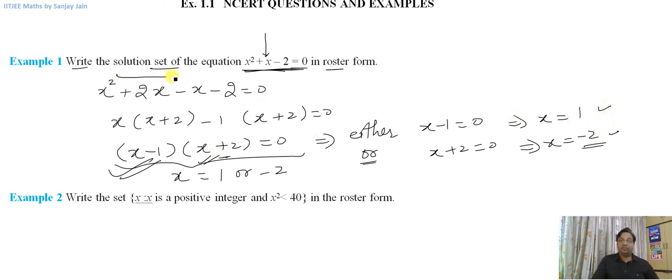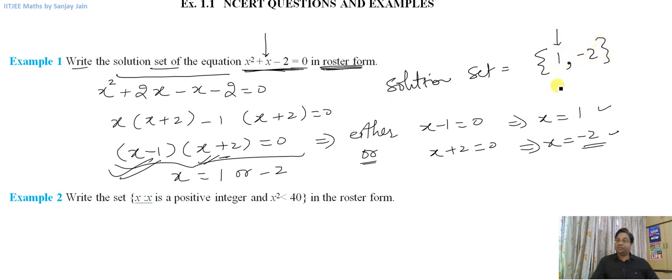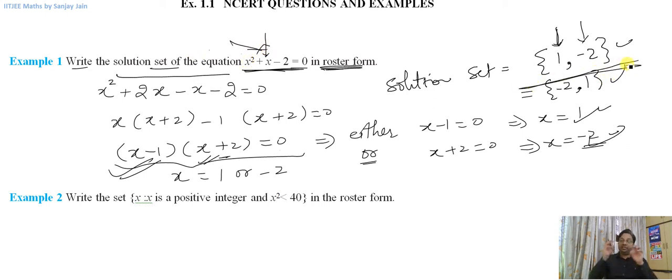Now we need to write this solution set in roster form. So the solution set is: the first element will be 1 and the other element will be minus 2. It doesn't matter whether the first is 1, you can write this as minus 2 comma 1, it will still be correct. So one of the elements will be 1, the other will be minus 2, because these are the two solutions that I got for this particular equation. I had to write in roster form, where you have to write the exact elements of the set. So this is the answer.